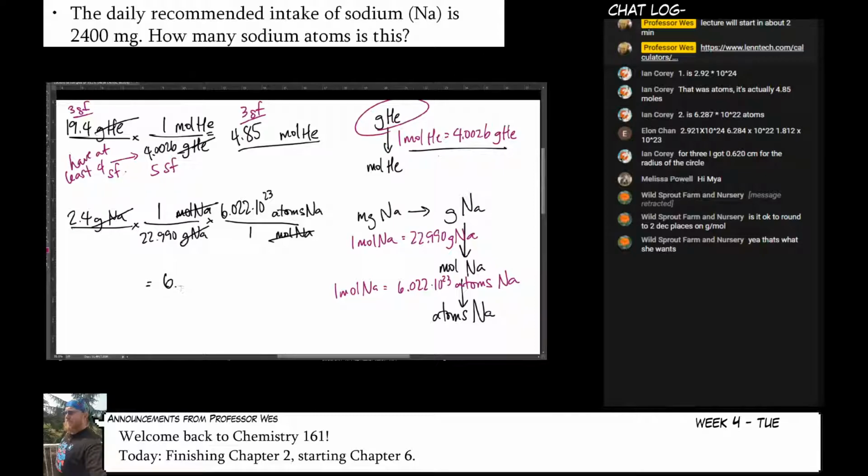How many sig figs? Oh, I only get 2. So 6.3 times 10 to the 22 atoms of sodium. This is what you get. Cannot have any more than that. If you eat more than that, you will die. Dun, dun. No, you won't.